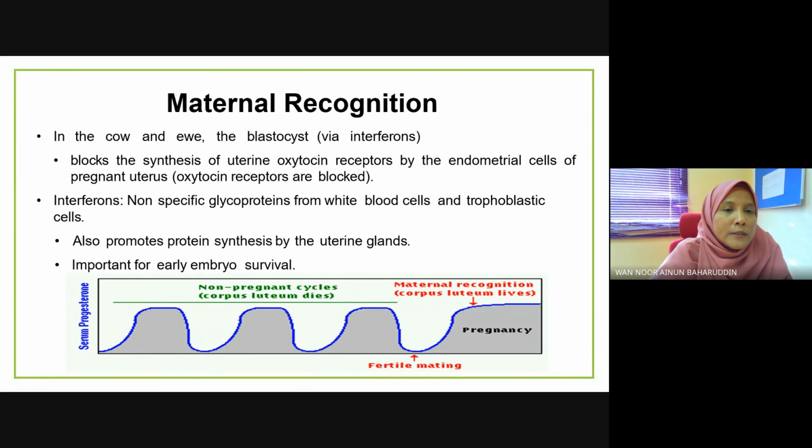And then in cow and ewe, the blastocyst will block the synthesis of uterine oxytocin receptor. Okay, why? The receptors are blocked. Non-specific glycoprotein from white blood cells and trophoblastic cells also promotes protein synthesis by the uterine glands, and this is for the embryo survival.